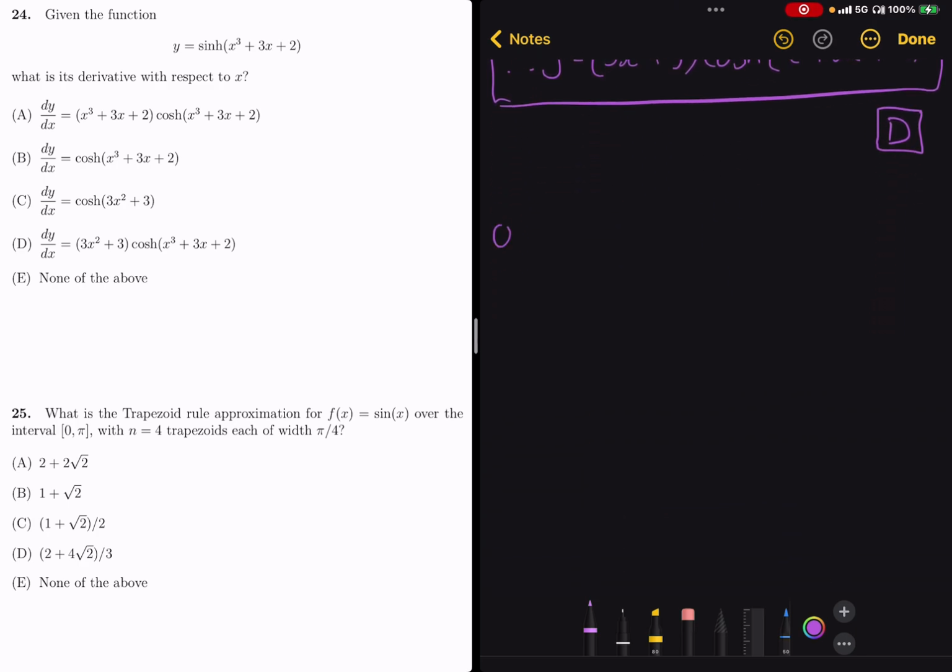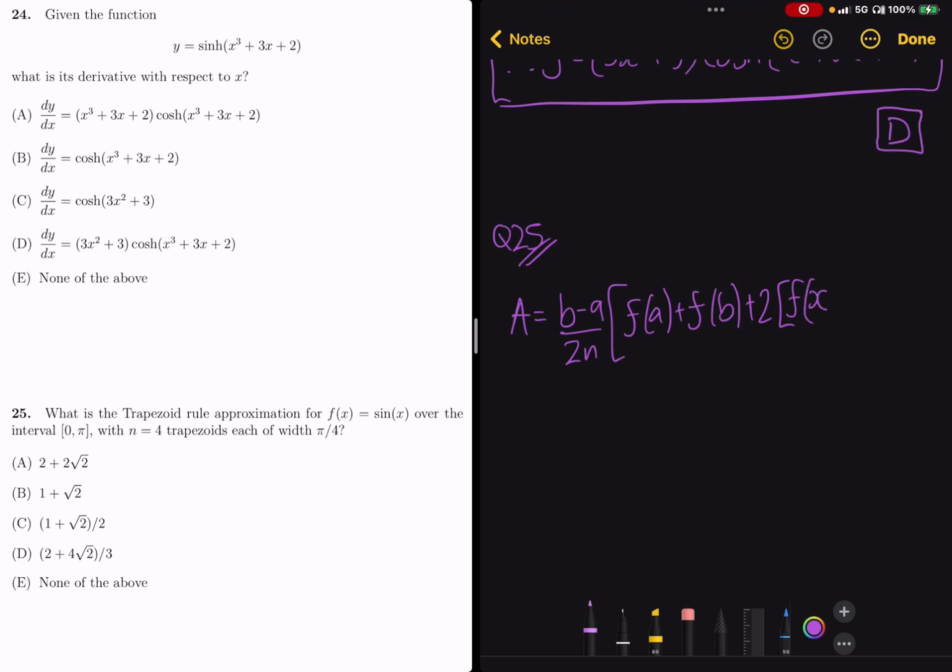Now let's have a look at question 25. So here we have a numerical method. We're going to be using trapezoidal rule. Now the trapezoidal rule that we're given here, we are given not in the question, but on another page. A version of the trapezoidal rule is provided, which is b minus a over 2n times f of a plus f of b plus 2 times the sum of the intermediate terms.